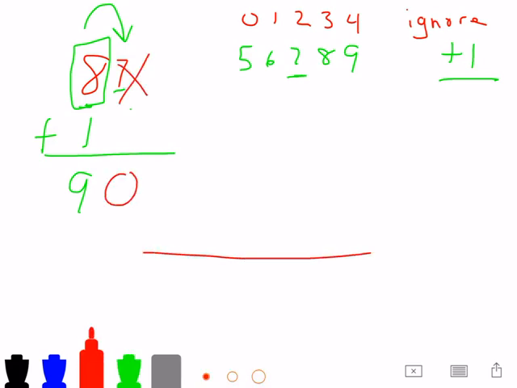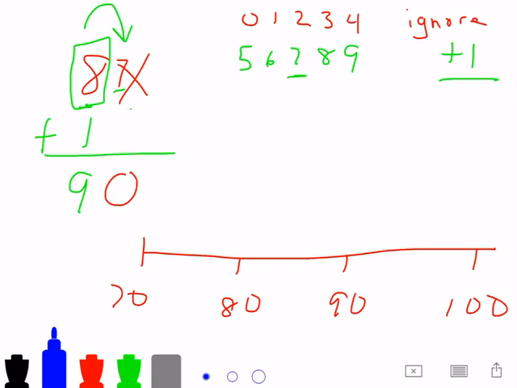And if we think about it on the number line, if I've got 70, 80, 90, 100 on my number line, 87 would fall right about here, right? Because this would be 85, halfway between. And so 87 is closer to 90 than it is to 80. So 87 rounded to the nearest 10 is 90.